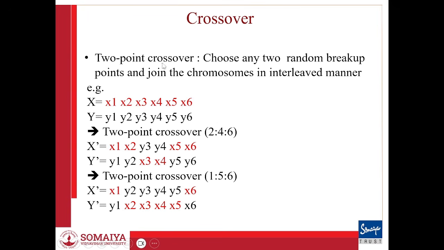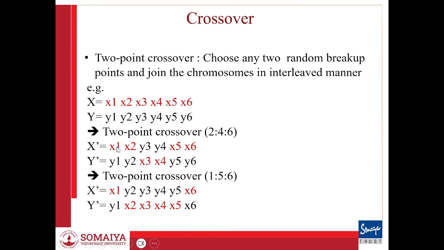Similarly, if we go for 2-point crossover, that means we have to define 2 points where we are going to break the chromosome and have the crossover of them. So let us see the crossover of 2, 4, 6. That means the first two elements of their own, then the third and fourth of the other one, and 5 and 6 of their own. So here again we have the same X and Y.